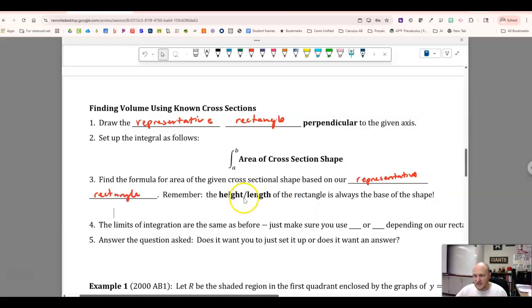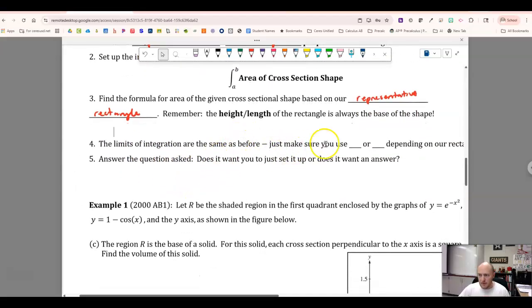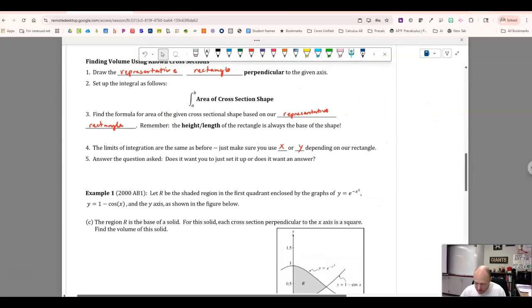Remember, the height or length of a rectangle is always the base of the shape. The limits of integration are the same as before. Just make sure that you use x or y depending upon what you're integrating with respect to. And answer the question that is asked. Does it want you to just set it up? These are the best because we just have to set it up. Or does it want you to answer?